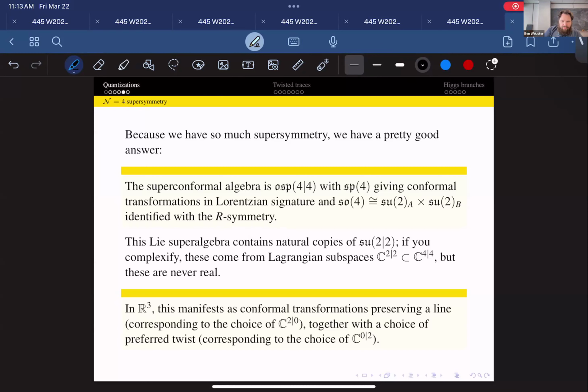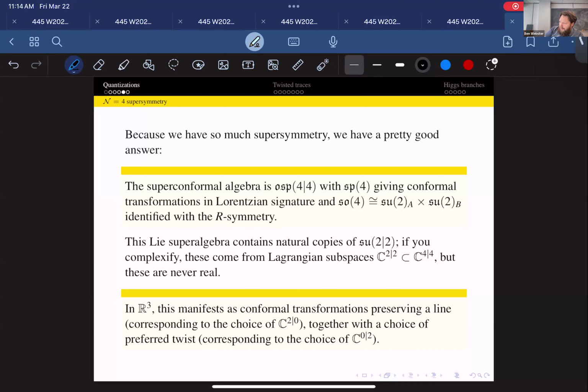So on R^3, that actually manifests, and I have a line, and I have the conformal transformations preserving that line. So in particular, translation along the line and rotation around it. And a choice of preferred twists that comes from this choice of Lagrangian C^2 and the odd C^4.